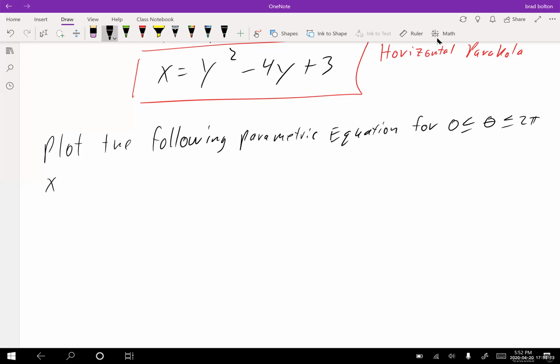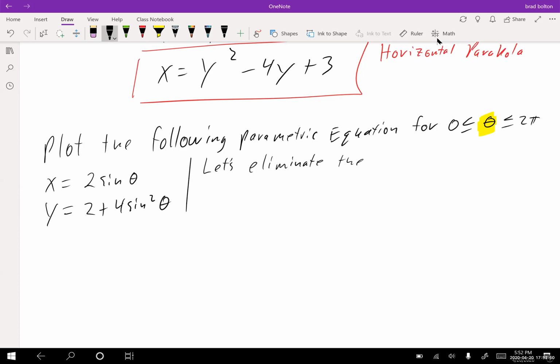Okay, so we have x equals 2 sine theta and y equals 2 plus 4 sine squared theta. Okay, so in this case, our parameter is theta instead of t, and this happens a lot with theta. Theta is also used oftentimes for parametric equations as well. Okay, well, first let's eliminate the parameter.